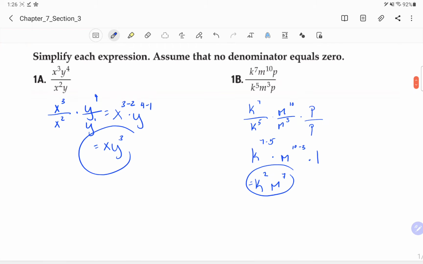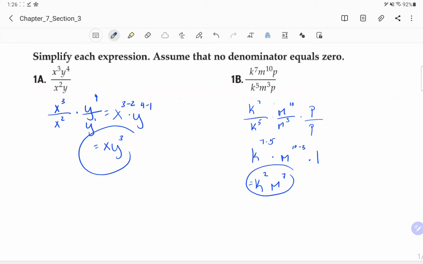All right, so for the first one, I broke 1a up into x cubed over x squared times y to the 4th over y, which becomes x to the 3 minus 2, which is just x, or x to the 1st, and then y to the 4 minus 1, which is y to the 3rd.